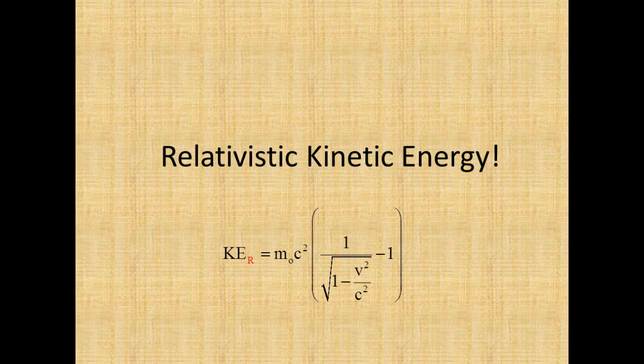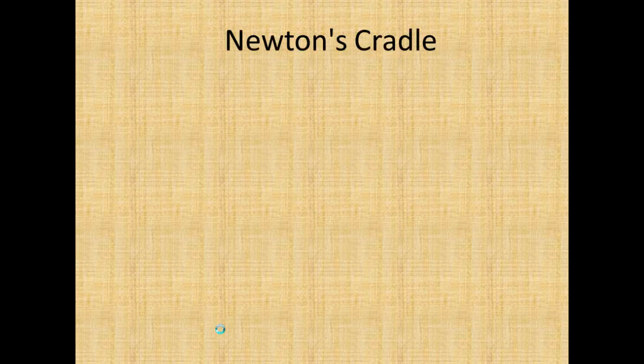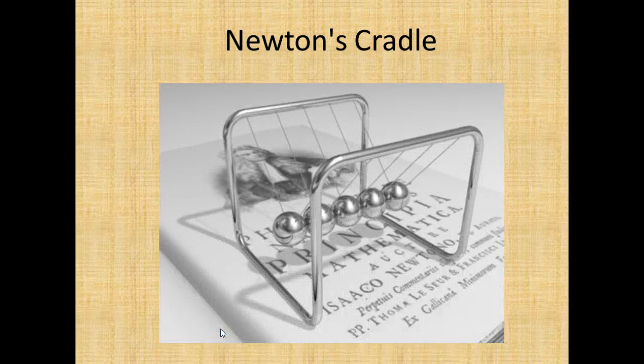Einstein is a total genius in how he came up with that. He used James Clerk Maxwell's electrodynamic equations. Very difficult. But anyway, now we're going to talk about relativistic kinetic energy. But first, before we talk about that, let's talk about Newton's cradle.